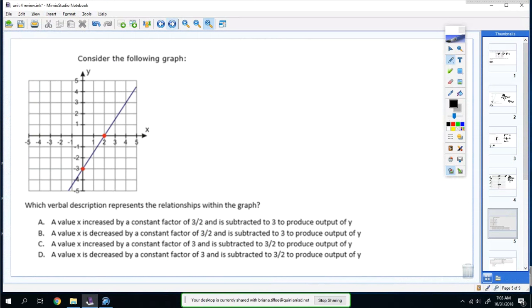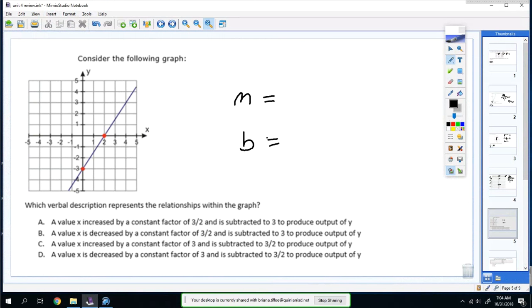All right, consider the following graph. Which verbal description represents the relationship within the graph? A value of x increased by a constant factor of 3/2 and subtracted by 3 to produce an output of y. All right, well, first off, let's just find our m and our b, and I'll let you know what that means in that graph.